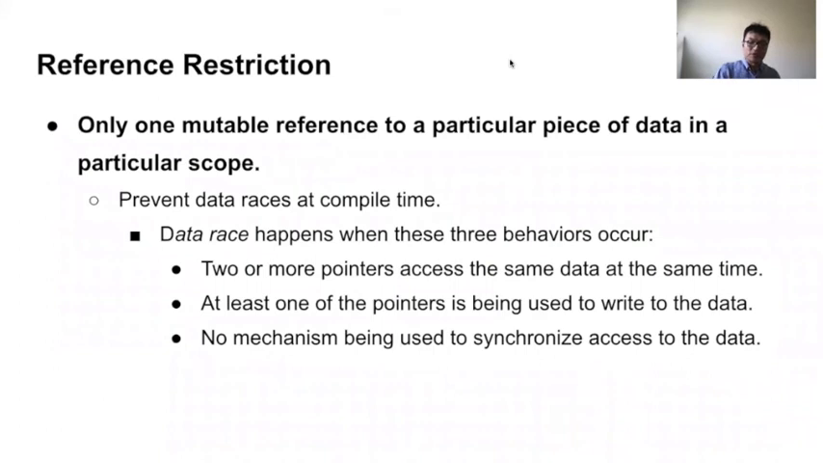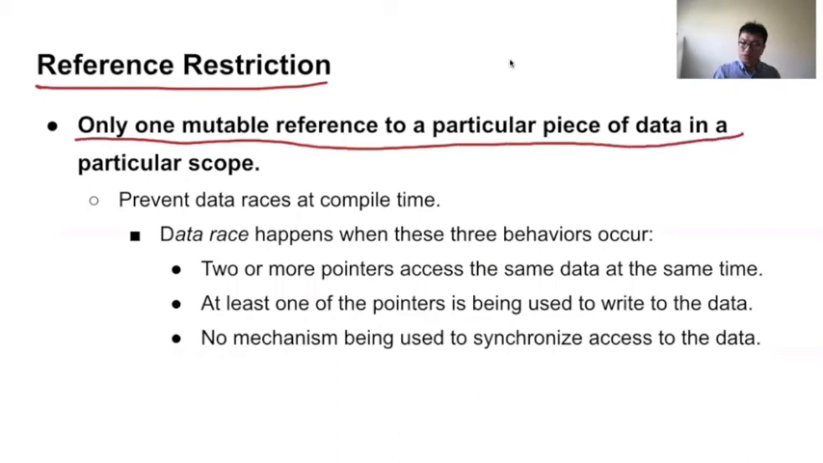Actually, there's a reference restriction. So what's a reference restriction? Only one mutable reference to a particular piece of data in a particular scope. So in the same scope, you can only have one variable that has a mutable reference to the data. Which means in the same scope, you cannot have two variables refer to the same reference, like the same string, and these references are mutable. You cannot do this.